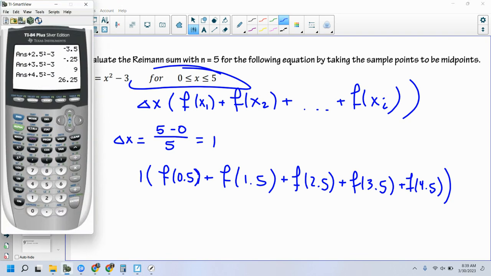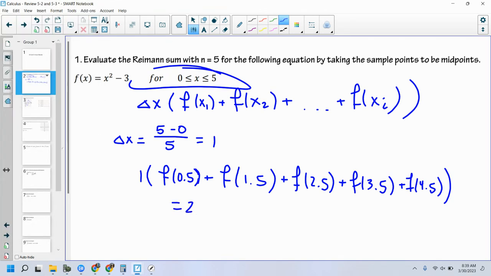Did you guys get 26.25? You should have. That's what I got on my key. 26.25. Remember, at that point, you would have to multiply back on your delta x, but since my delta x is 1, multiply by 1, 26.25. And again, what is that? That is the approximation for the area under the curve from 0 to 5 of x squared minus 3.